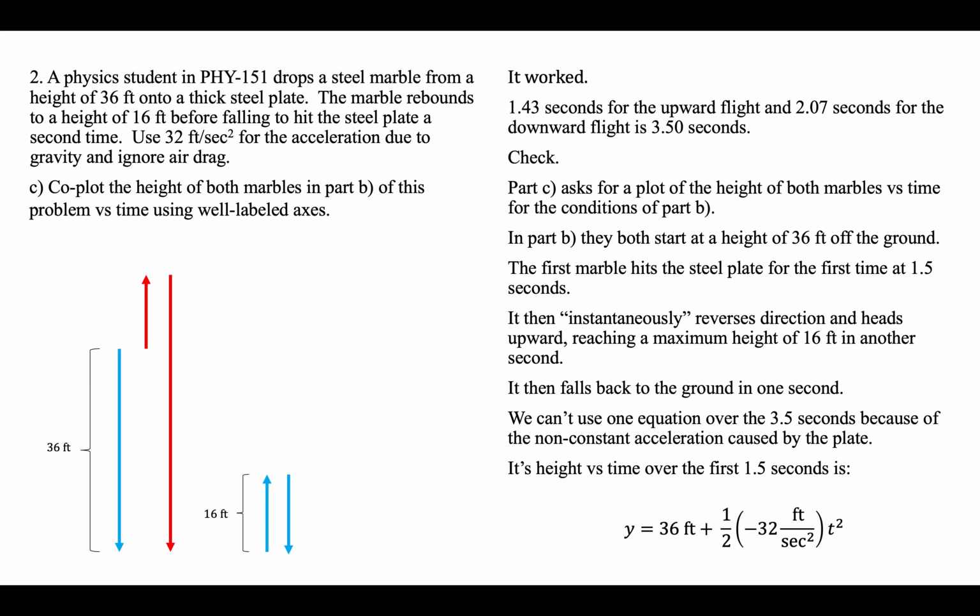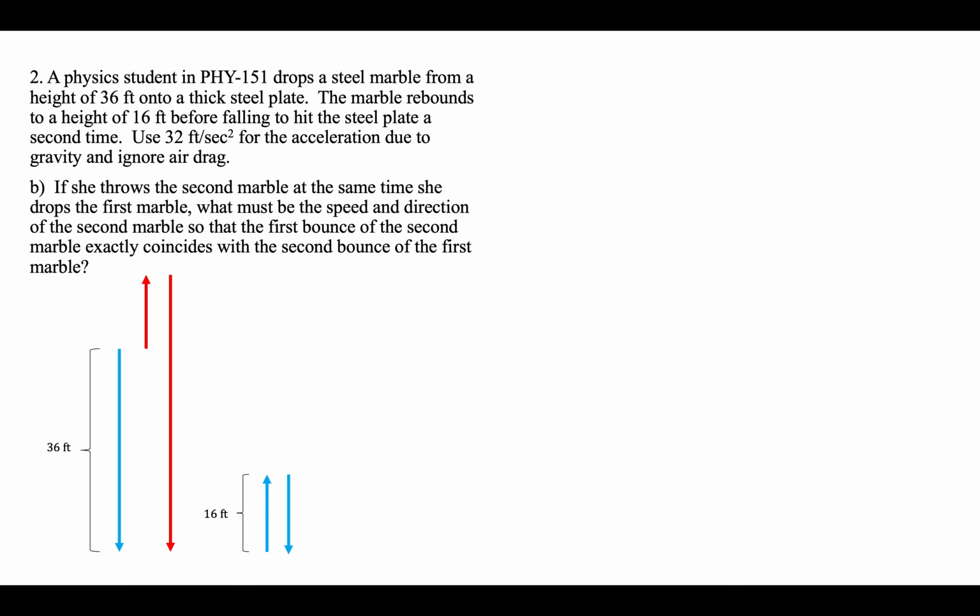Over the first 1.5 seconds, starts at 36 feet, 1/2 AT squared. V initial is 0. This marble is released from rest, falls straight down. At t equals 0, it's at 36 feet. So this is the equation of motion for the first 1.5 seconds. For the next part, we need to figure out what this thing rebounded from the plate with.